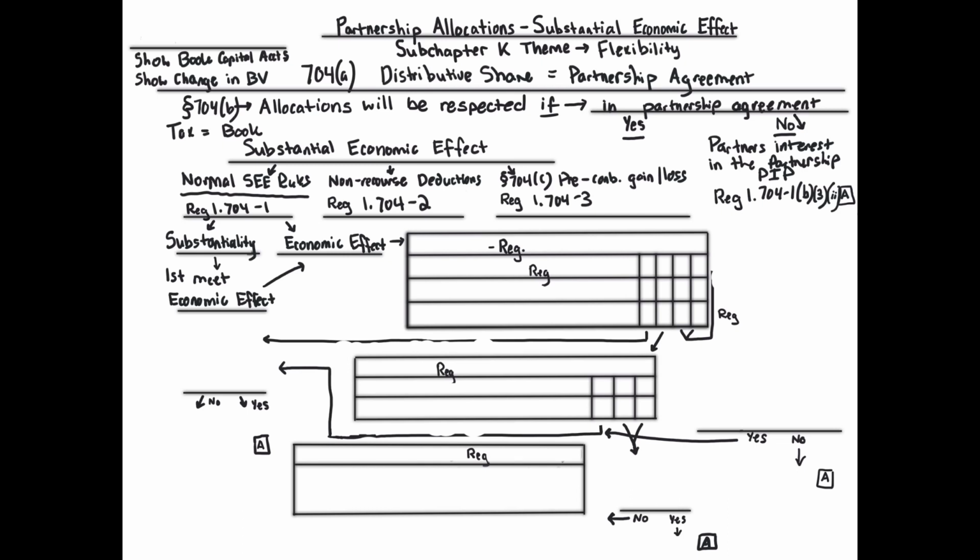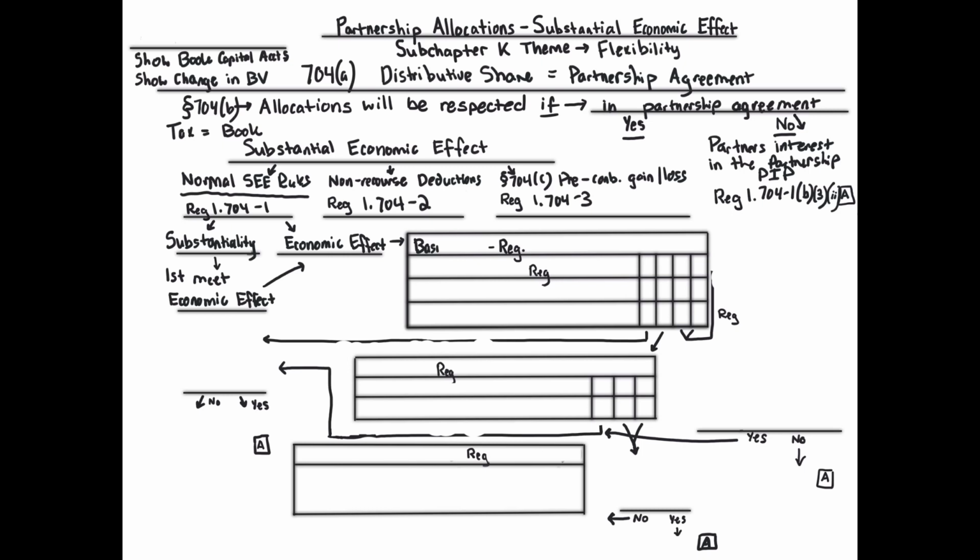So first we meet economic effect. So now we go to economic effect. Economic effect is broken into lots of parts, or lots of tests that could potentially be met. That's why this lends itself, again, to this diagram. So the first thing we consider is the basic test for economic effect.